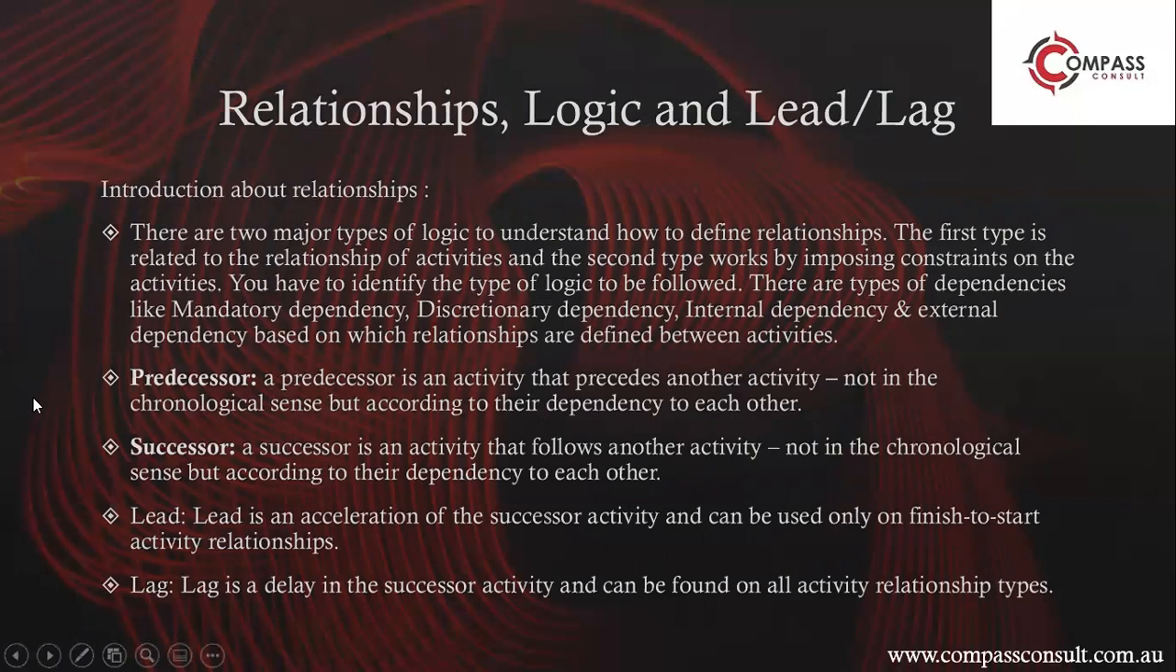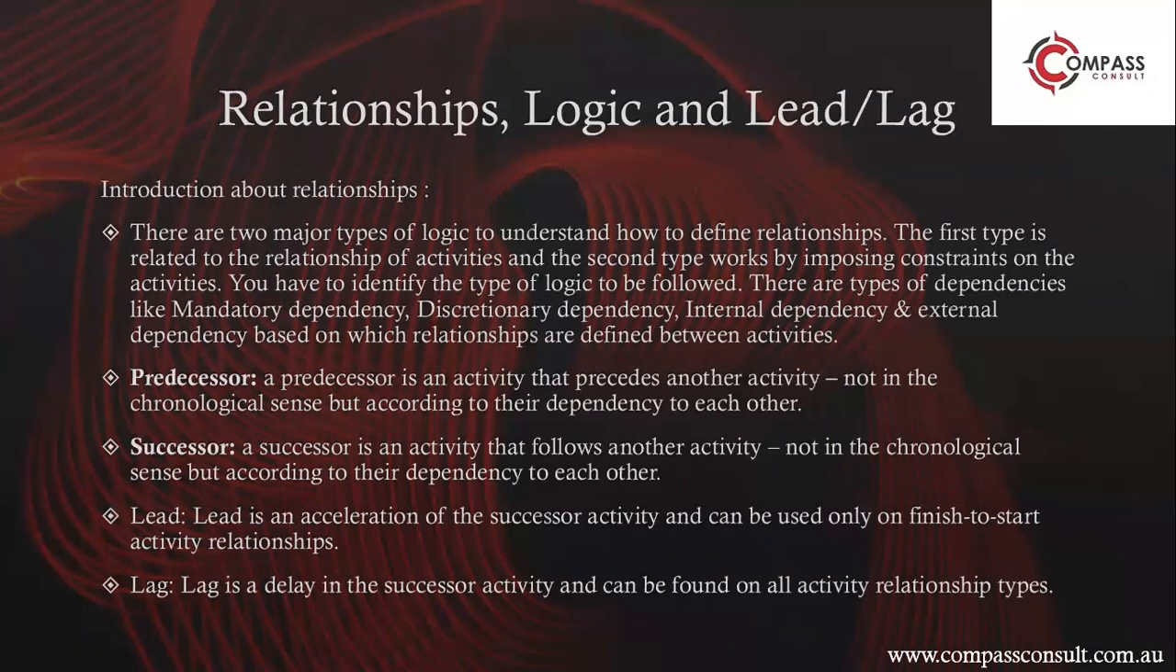So relationships, logic, lead, and lag. I'm going to read a very, very important paragraph here, and then I'll be explaining this in detail. There are two major types of logic to understand how to define relationships. The first type is related to the relationship of activities, and the second type works by imposing constraints on the activities. You have to identify the type of logic to be followed.